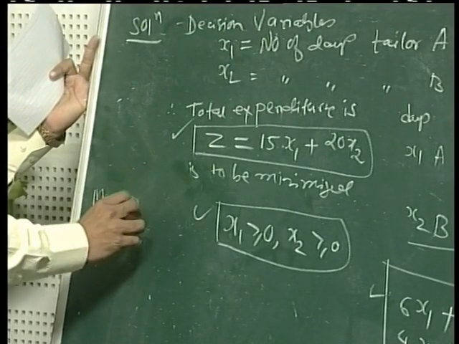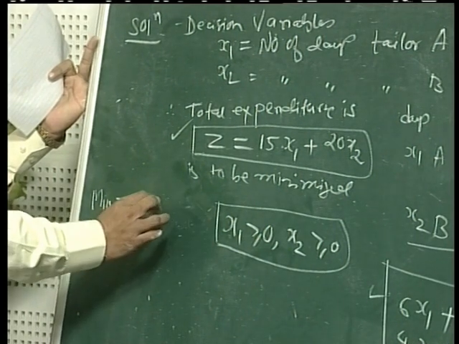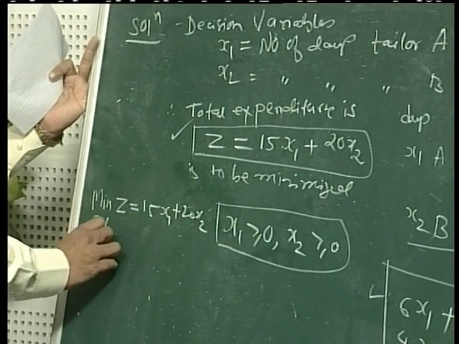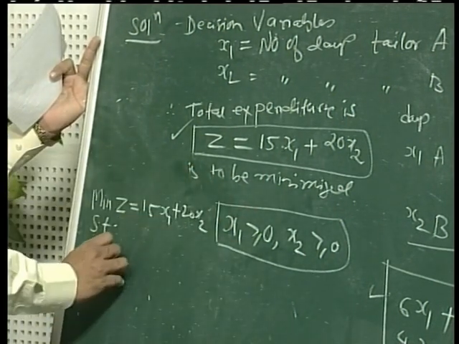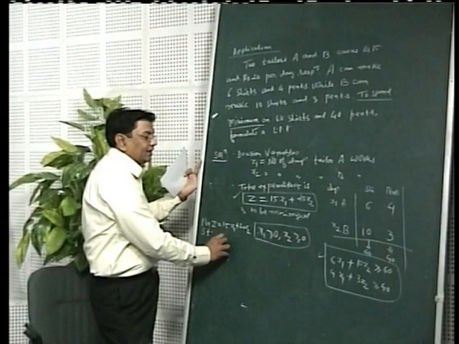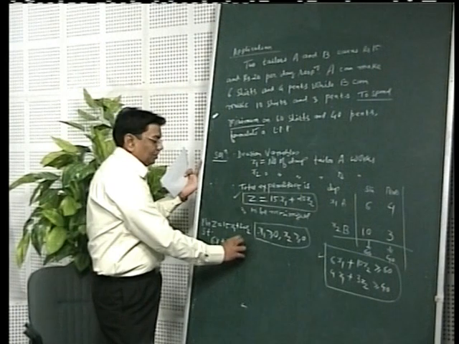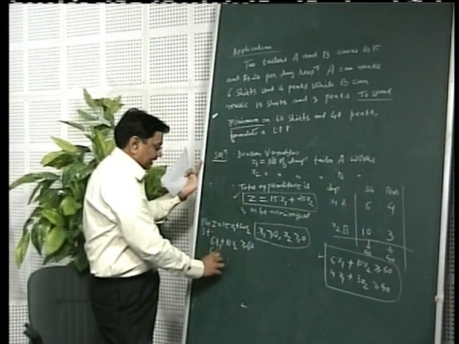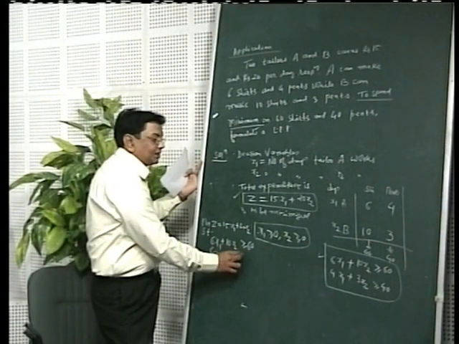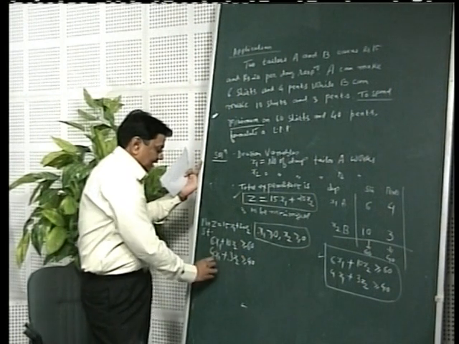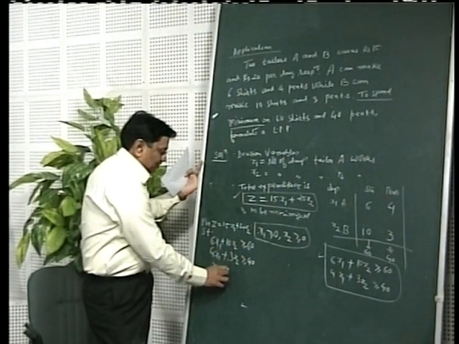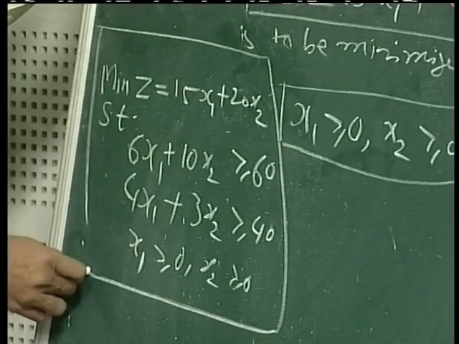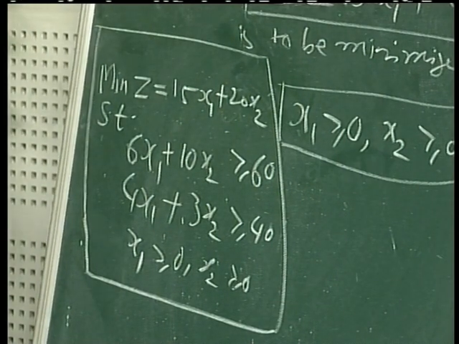Minimize z equal to, we copy that from there, 15x1 plus 20x2. And then we write the conditions, subject to. Those conditions are copied as they are: 6x1 plus 10x2 greater or equal to 60, and the other one, 4x1 plus 3x2 greater or equal to 40. And then finally we write the non-negativity. So this is what they call a formulated LPP. All three components will be visible.